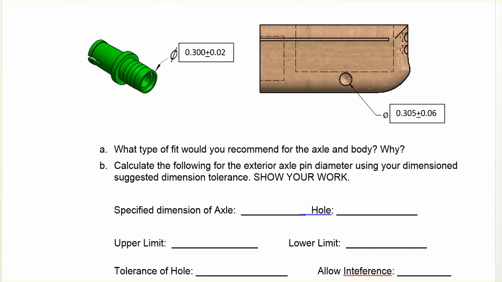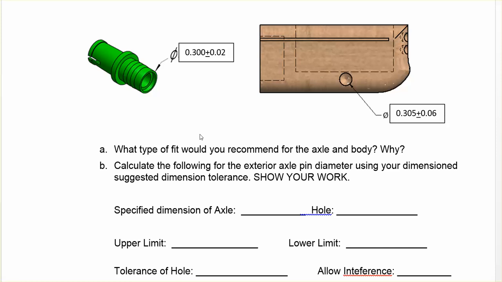All right, let's look at this next problem. What type of fit would you recommend for the axle body? Well, if you remember, we had three types of fit. We had a transition fit, a clearance fit, and an interference fit. Transition is when it would fit in there slightly, and then you had to maybe push it the rest of the way. An interference fit would be there's no way it was going to fit on its own.